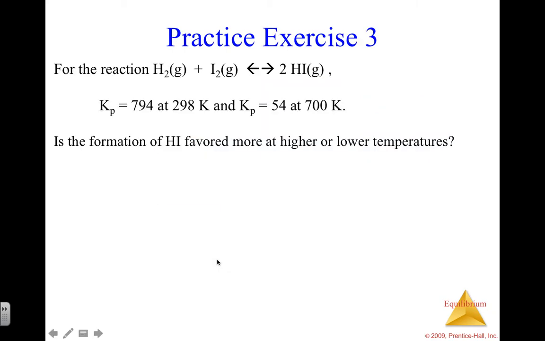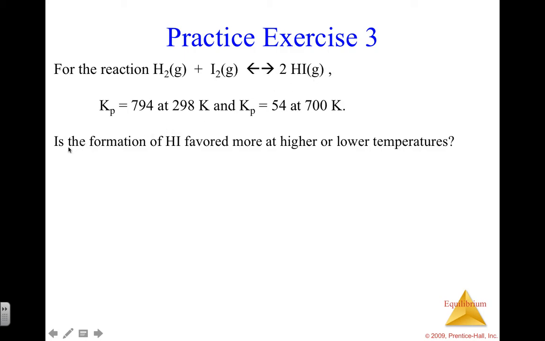Now we're moving forward, and we're going to start with practice exercise 3. So it says for the reaction, H2 gas plus I2 gas, again, this means in equilibrium with 2HI gas. So equilibrium, the forward rate equals the reverse rate. We're given Kp equals 794 at 298 K, and Kp equals 54 at 700 K. So remember, capital K is your equilibrium constant. P stands for partial pressure, so your concentration of the gases would be in units of atmospheres.